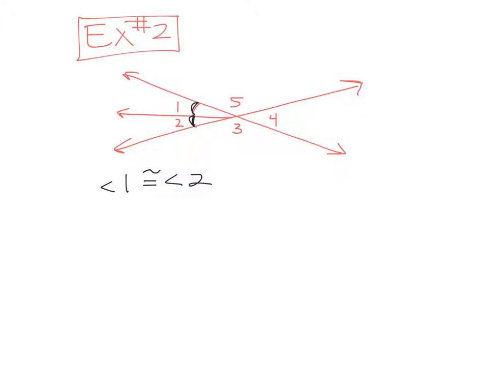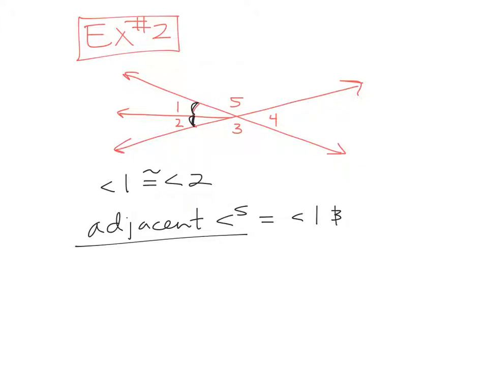Okay, the rest of them are not marked, but there's still a lot of things that you can tell me about this picture. How about adjacents? Let's start with adjacent angles. How about if I start with angle 1? What's adjacent to angle 1?